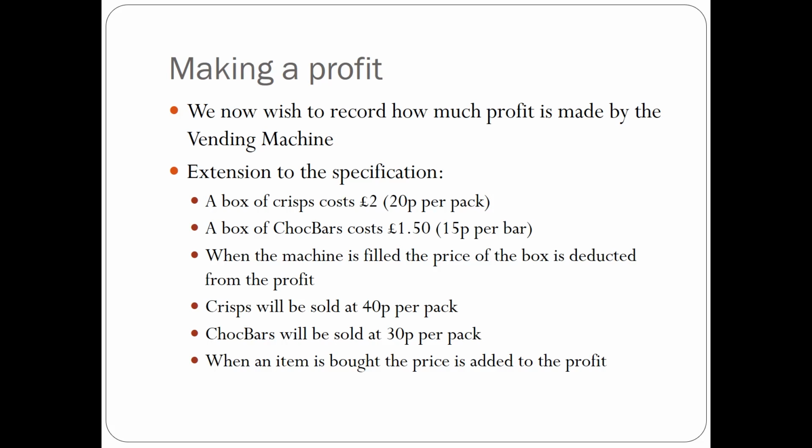But in order to make that up, what we're going to be doing is selling a packet of crisps at 40 pence per pack. So we're actually selling it at twice the price that we bought it for, as we will with chocolate bars, because we're selling those at 30 pence per bar, whereas we're buying them at 15p per bar. And when we detect that an item has been bought, we're actually going to add the price paid onto a total profit.